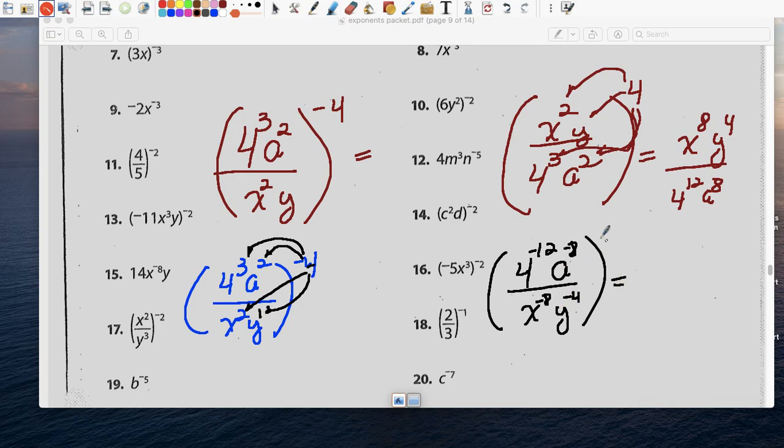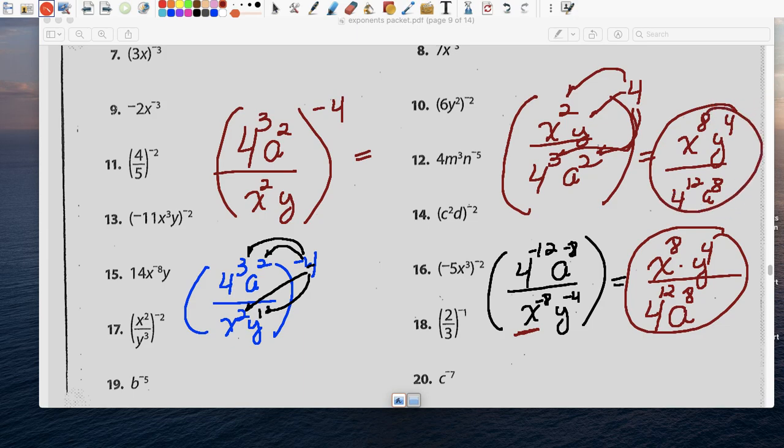Well, still not done, because everything has negative exponents. One at a time: 4 to the negative 12th power, you throw it down here and make the 12 positive. a to the negative 8th power, the exponent is negative, so it goes to the denominator and becomes positive. x to the negative 8 is negative, so shift it upstairs, and it becomes positive. y to the negative 4th, negative exponent, so we shift it up and it becomes positive. Look at these two answers. They're exactly the same. Which path you want to take is really up to you. All right, so hopefully that helps a little bit.